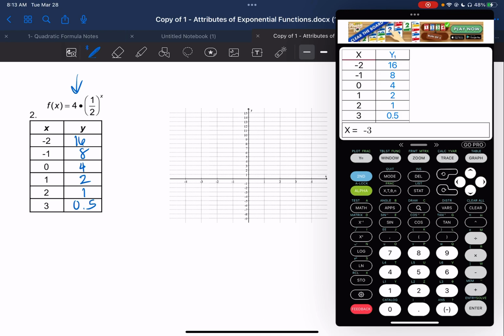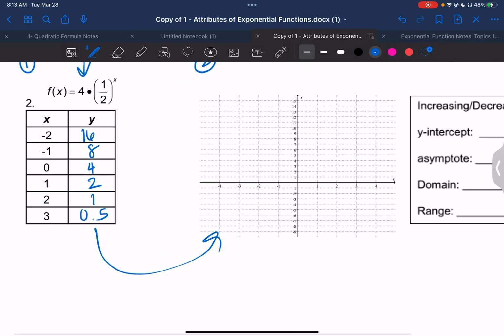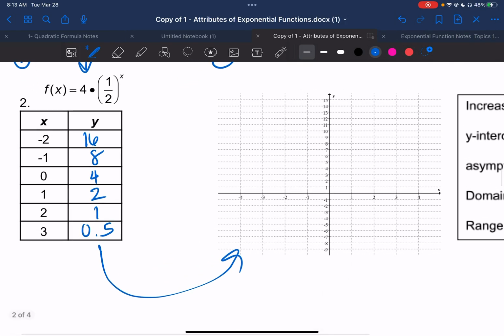All right, now this is step one. Here's step two. We need to graph these points onto this. Super easy. All right, let's go ahead and do it. -2, 16. So here's -2. So here's the way we do it. If you get -2, you go this way. 16, you go up. So here's your first point. So -2, 16 here. Then -1, bam, 8. So you go up. Here's your point right here. All right, 0, 4, bam, 1, 2, bam, 2, 1, bam, and 3, 0.5, bam. All right, cool.